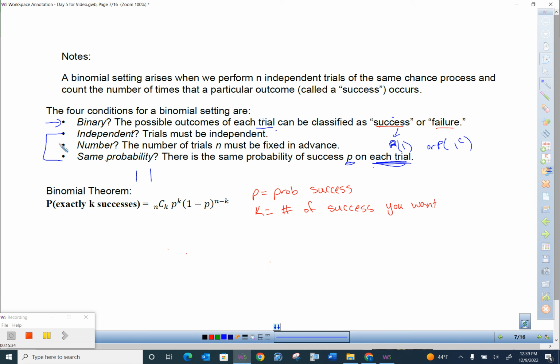And then the last thing, we have to have whatever number of trials we're going to do known ahead of time. So we knew ahead of time we were shooting 3 free throws. We know if they miss the first 2, they're not going to actually shoot the third one if time is up because there's no way to win or tie. But in general, there was a fixed number at the beginning.